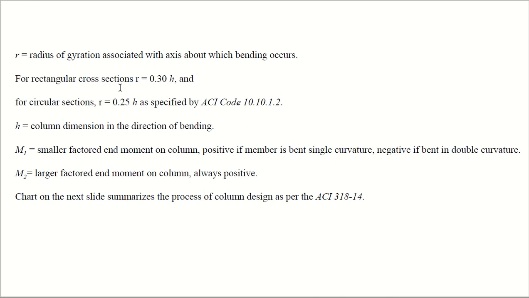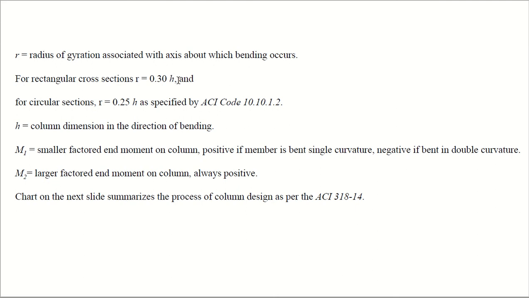For rectangular cross sections, r is equal to 30% of h, and for circular sections, r is equal to 25% of h, as specified by the ACI code, where h is the column dimension in the direction of bending. Whatever the direction of bending is, for example, in a rectangular column, if one side is 18 inches and another one is 24, most probably the column will bend about the 18-inch side.